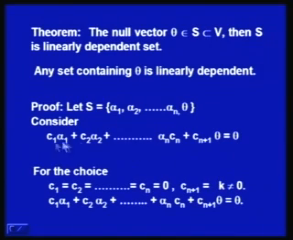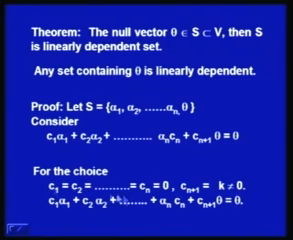Now, I consider C1 is equal to C2 is equal to Cn is equal to 0 and Cn plus 1 is equal to k. Now, this choice is possible. So, if I consider Cn plus 1 is equal to k, where k is not 0, and all the others are 0, then C1 alpha 1 plus C2 alpha 2 plus Cn alpha n plus Cn plus 1 theta is equal to 0. Why? Because C1 is 0, so this term is not contributing, C2 is 0, so this is not contributing, similarly this is not contributing. What remains is only this term Cn plus 1 into theta. So, whatever be Cn plus 1, even if it is not 0, Cn plus 1 into 0 is 0.